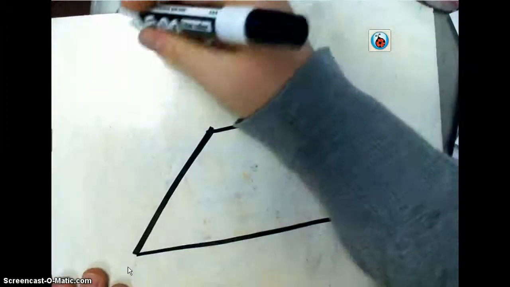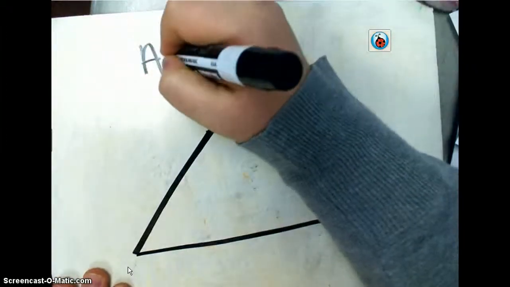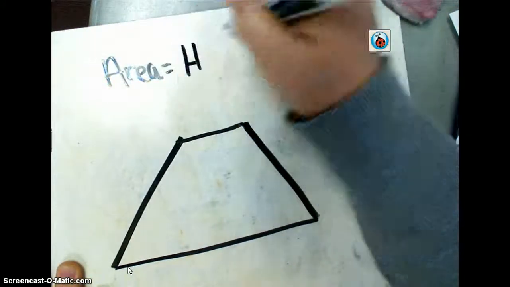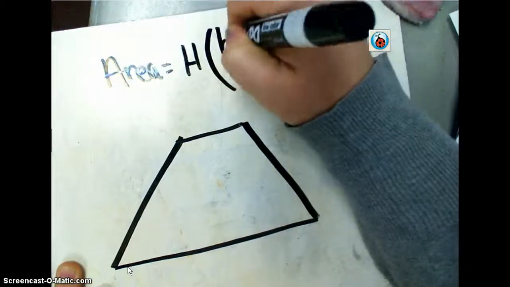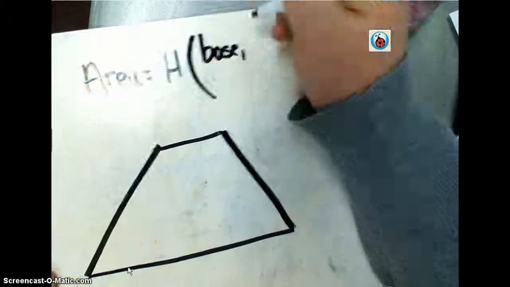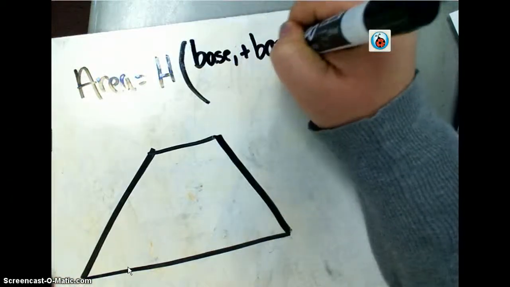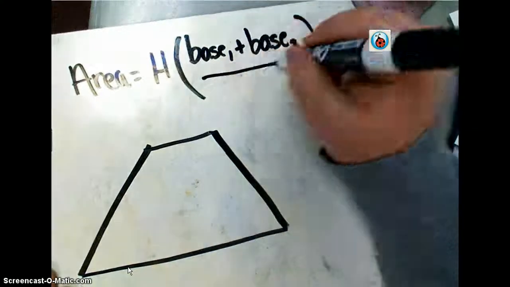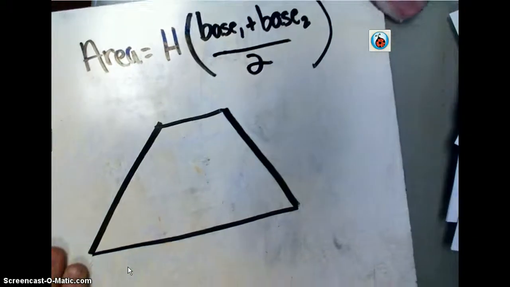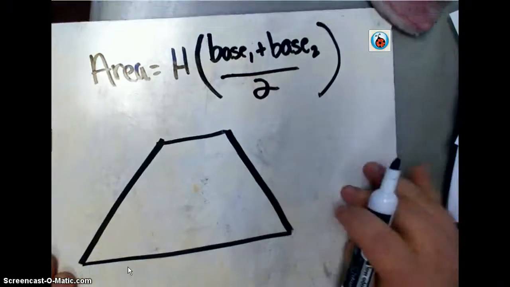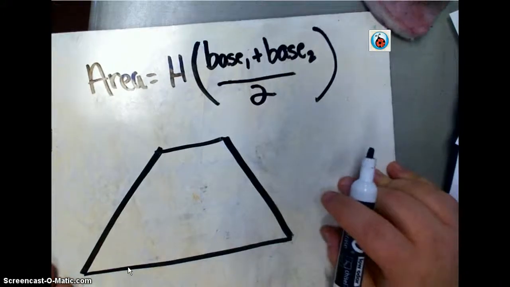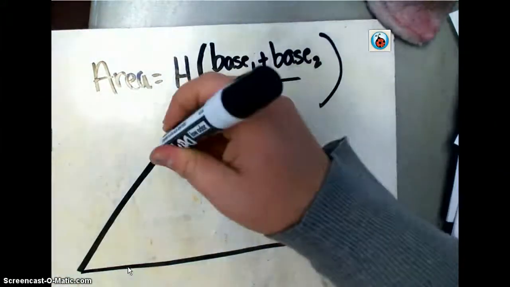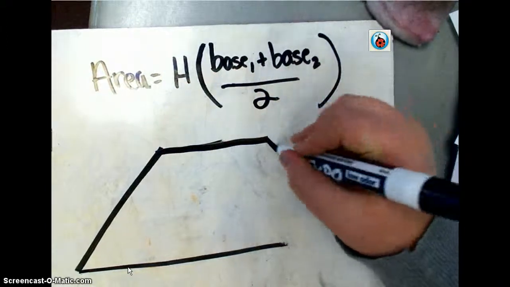Let me show you that formula. Area equals the height times base 1 plus base 2 divided by 2. Okay? It looks complex, folks, but it's not real hard. Okay? If I think about this shape here that I have, this trapezoid.